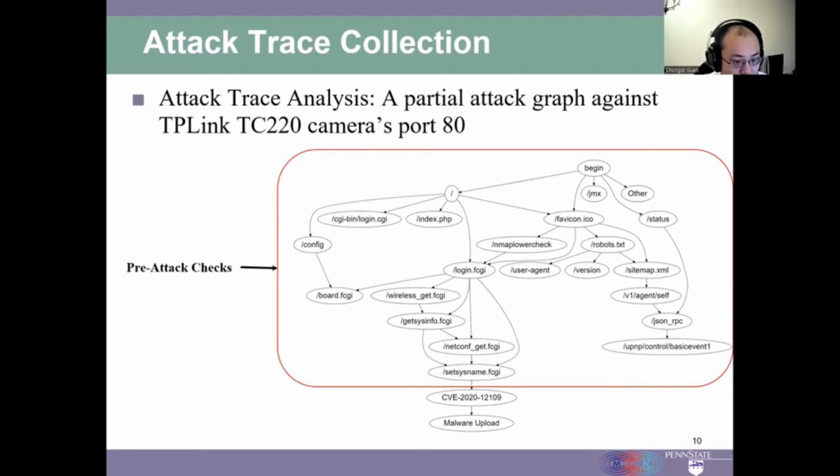The nodes represent the attacker's actions, such as probing a directory, accessing a resource, exploiting certain vulnerabilities, or uploading malware. The edges connecting nodes indicate that some attackers have taken another action after receiving the previous response from the IoT devices. This attack graph demonstrates that the attackers conduct various types of pre-attack checks to gather information before really exploiting vulnerabilities and launching attacks.